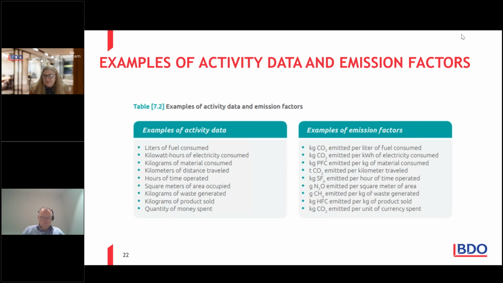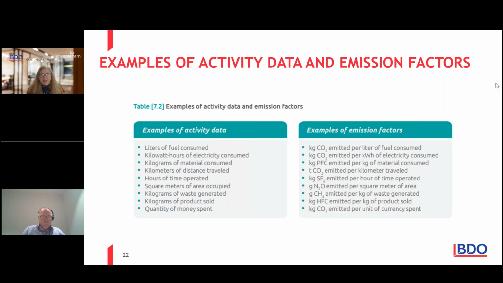Then they also give us some examples of activity data and emission factors. Remember, we want to know what activities we have to measure, which activities are important, which categories. Then we want to find the most appropriate activity data, as accurate as possible, remembering not too much complexity, and then we have to multiply it with emission factors.